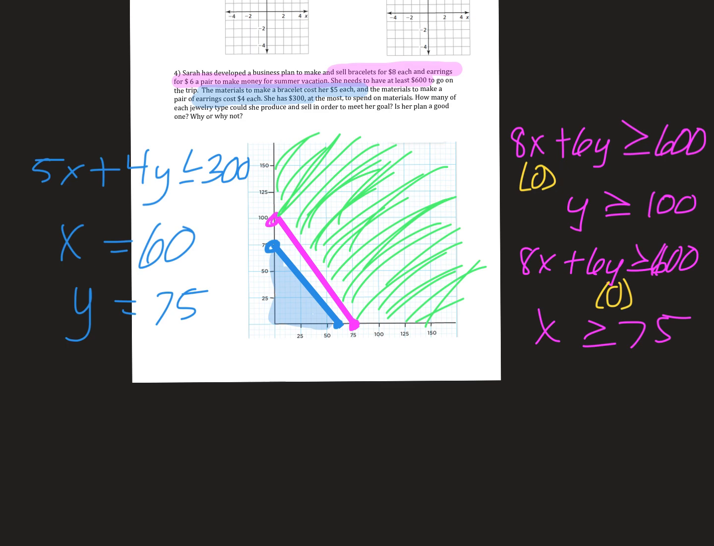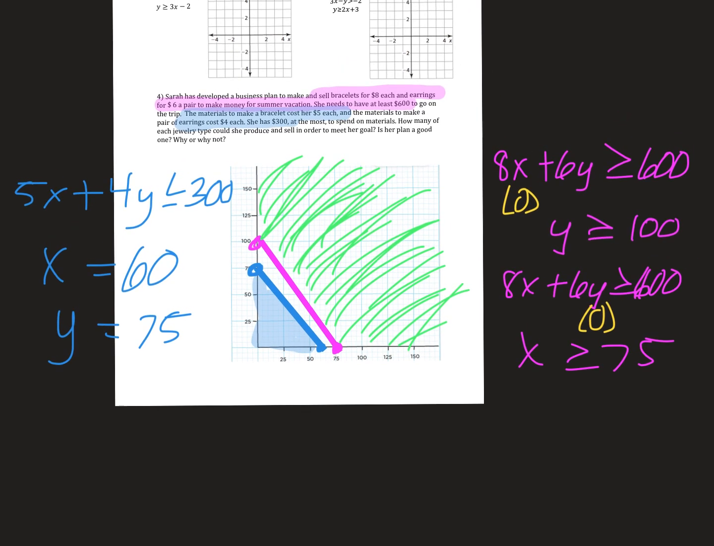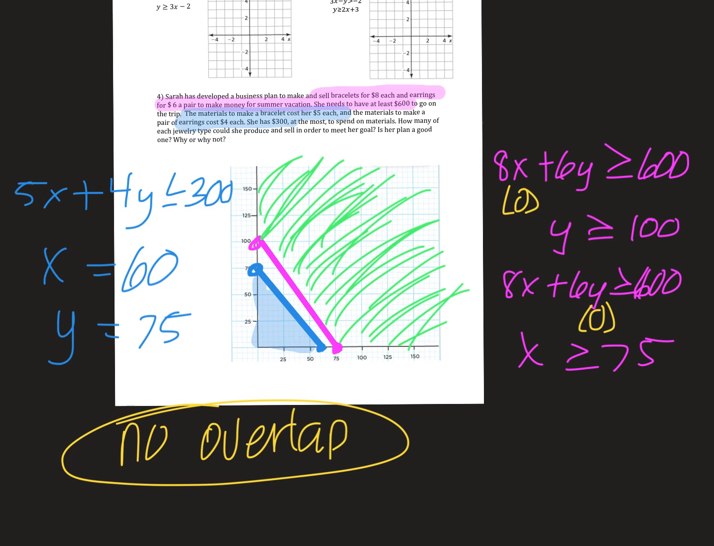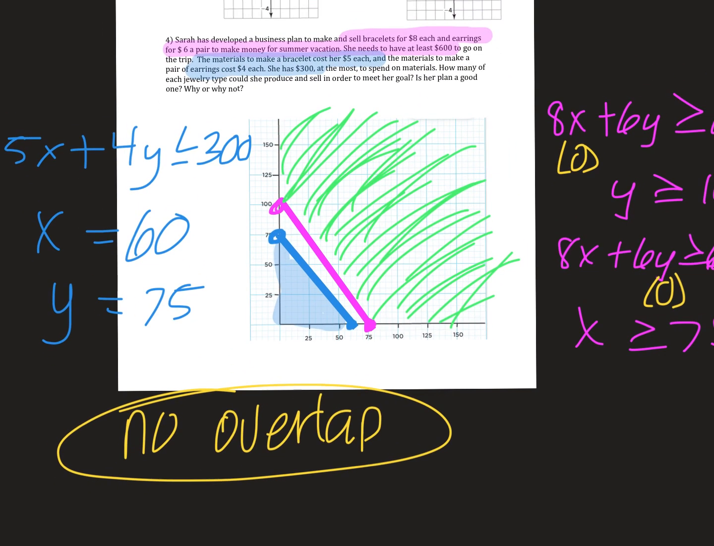So for your explanation, you might want to say something like, no, she either needs to raise her prices so that she doesn't have to sell as many. The big idea, of course, is that there's no overlap. There are literally no possible solutions to make those two inequalities happen at the same time. I'm not going to be crazy picky about your explanation. No overlap. Make sure you give me a little something more than that, like there's no possible way for her to make the money she needs to make while only having $300, something like that. Okay, and there are several versions of this.